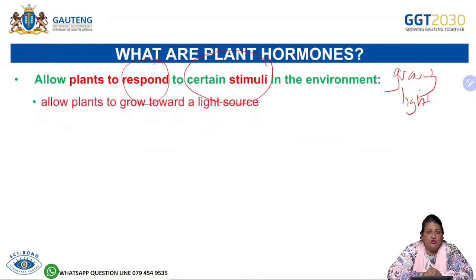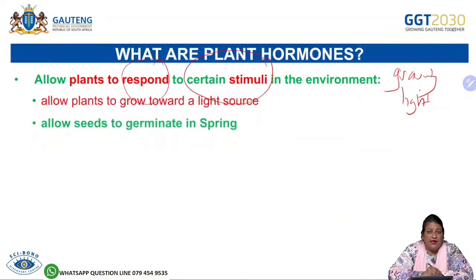So plants will grow towards light, that is phototropism. Also, plant hormones allow seeds to germinate in spring. So at an appropriate time, the seeds will germinate when it's warmer, when there's water, when there's rainfall. And who allows the seeds to germinate are specific hormones.